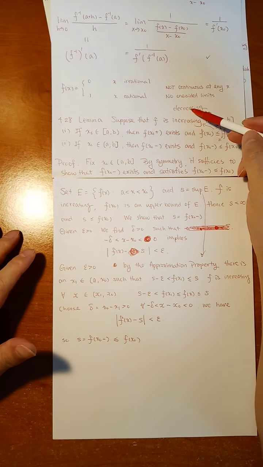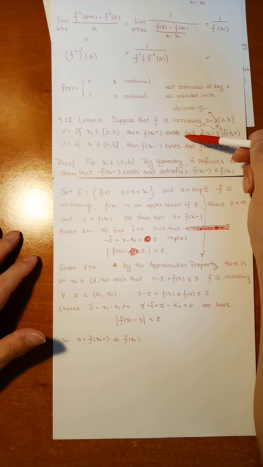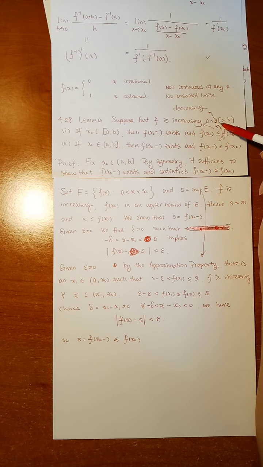If you have a decreasing version, definitely you will prove the first part because it's greater than or equal to. Remember, whenever you have greater than or equal to, you will use the supremum instead of the infimum.